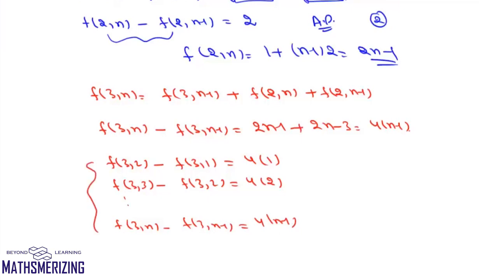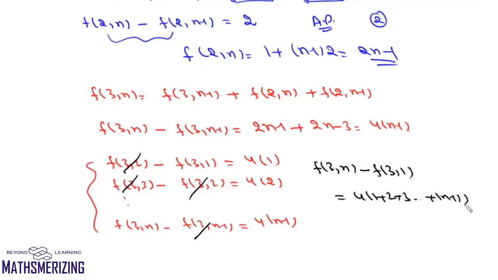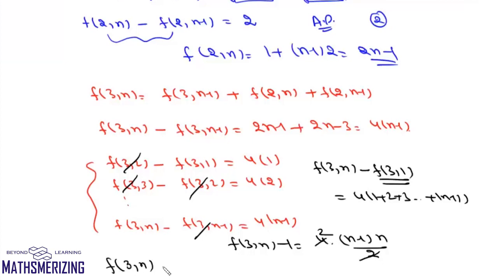Now we'll add them all up. When we add them, all these successive terms will cancel. We can simply write f3n minus f31, and it will be equal to 4 into (1 plus 2 plus 3 up to n minus 1). Now f31 is 1, so we can write f3n minus 1, and it will be equal to 4 into (n minus 1) times n by 2. Now here this 2 and 2 will cancel, so from here we can write the value of f3n will be 2n square minus 2n plus 1, and that is the answer to this question.